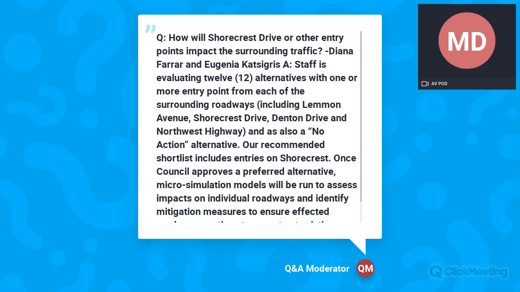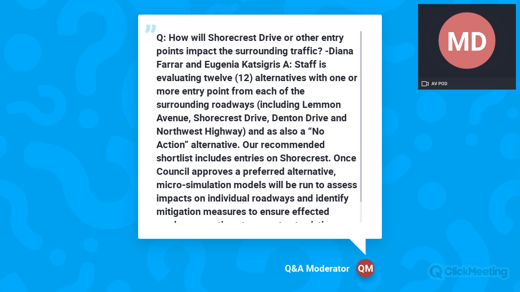So say we had a northern entry or even Lemon Avenue. We wouldn't want to reduce congestion at one intersection and then make that congestion reappear at another intersection. So we had always said that if there was no net benefit, which is essentially what this question is asking, then we would recommend no action.